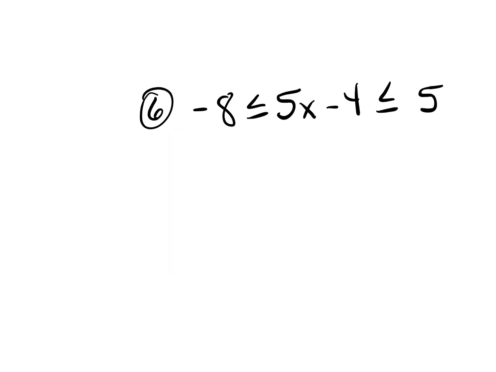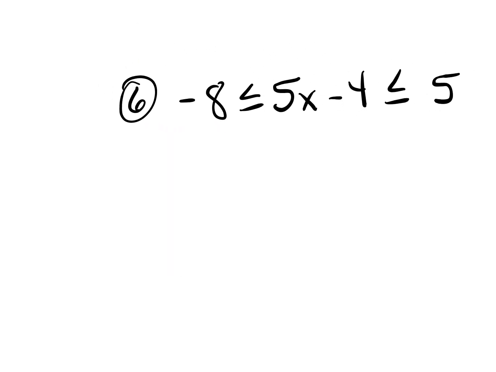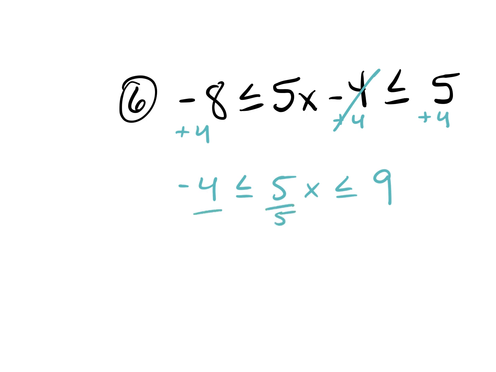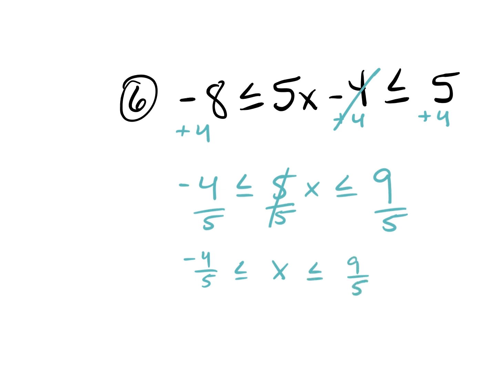All right, for number 6, what should we do first? Add 4. Let's add 4. We got to add it to the left and the right. So negative 8 plus 4 would be negative 4 is less than or equal to 5x, which is less than or equal to 9. What should we do next? Divide by 5. So negative 4 over 5 is less than or equal to x, which is less than or equal to 9 over 5. We have fractions, but that's okay.